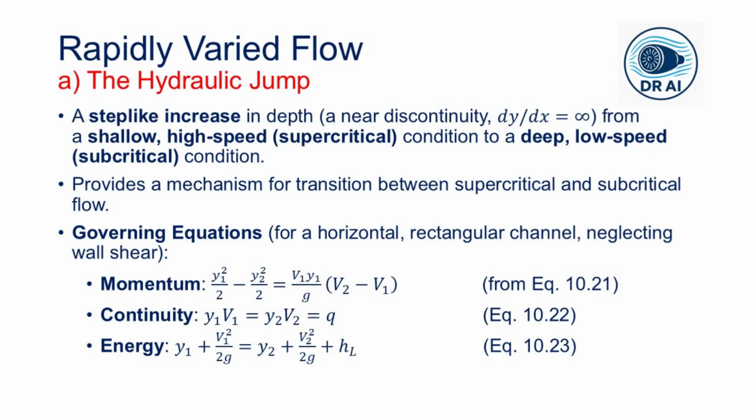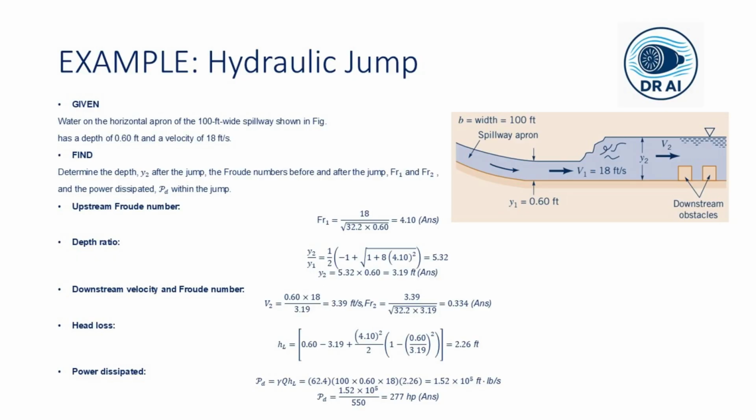So an example problem as displayed over here: water coming off a spillway is moving at 18 feet per second with a depth of 0.6 feet. The upstream Froude number is 4.1, which is highly supercritical. Using the equations, the depth after the jump is calculated to be 3.19 feet. The head loss is 2.26 feet, and the power dissipated is a whopping 277 horsepower. That's a tremendous amount of energy that would otherwise scour the riverbed downstream.